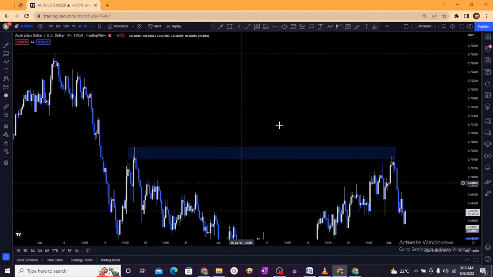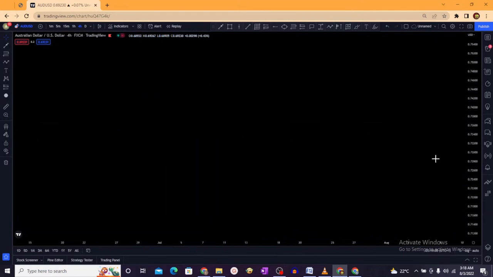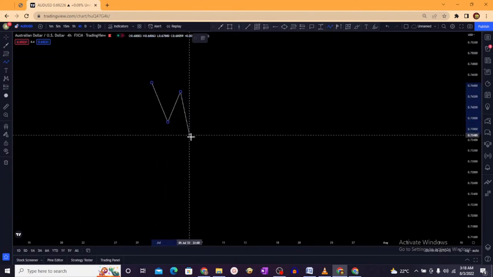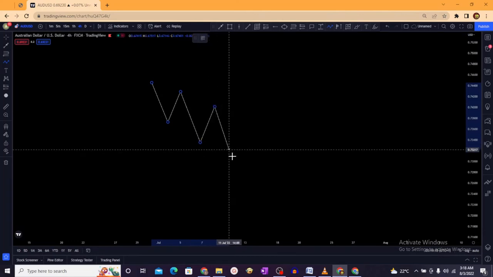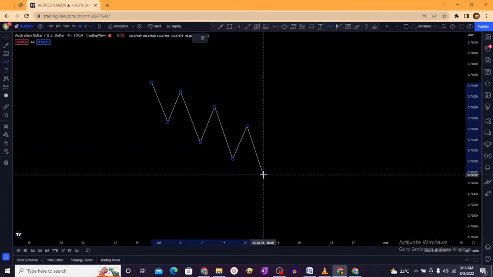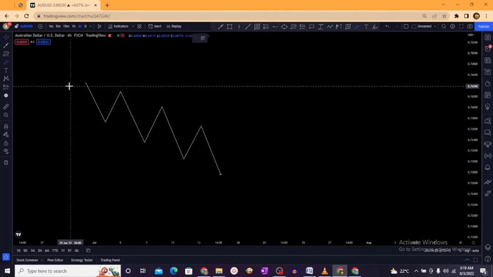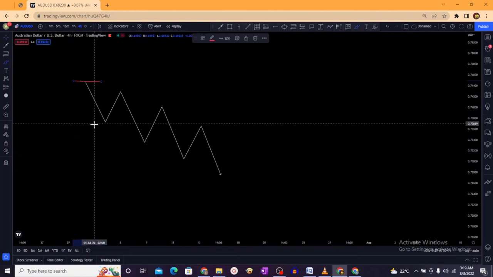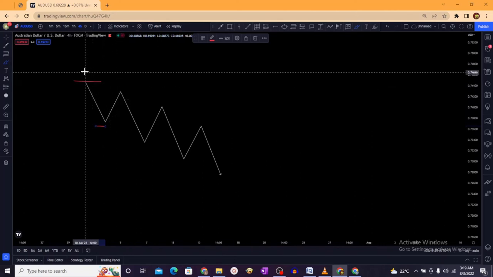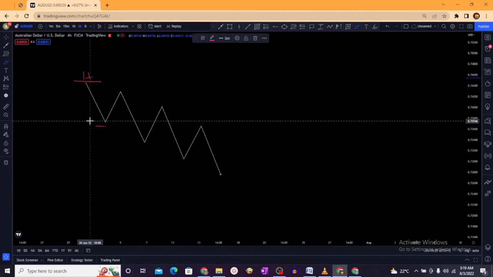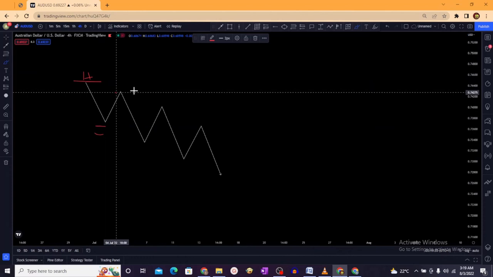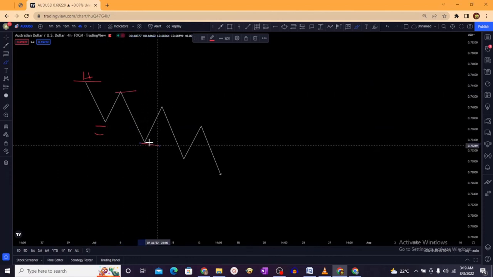All right, let me do a quick explanation of market structure. To identify that you are in a downtrend, you need the market to be making new lows and lower highs. So this is it. The market is moving like this for it to be in a downtrend. This is a high, this is a low, this is a high, and this is a low. This is a lower high, lower low, lower high, lower low.